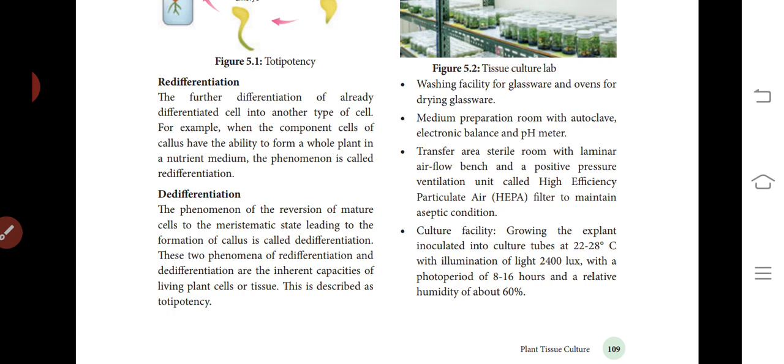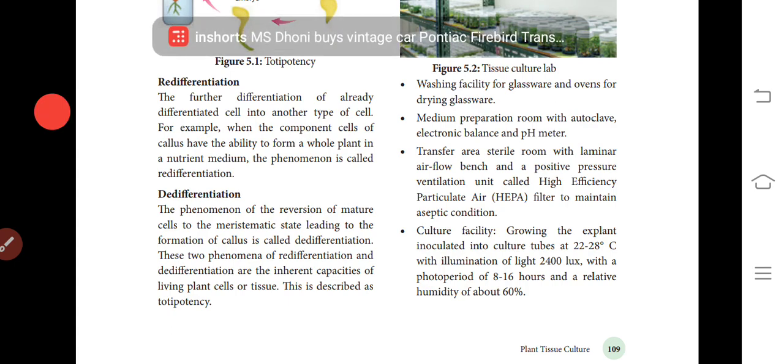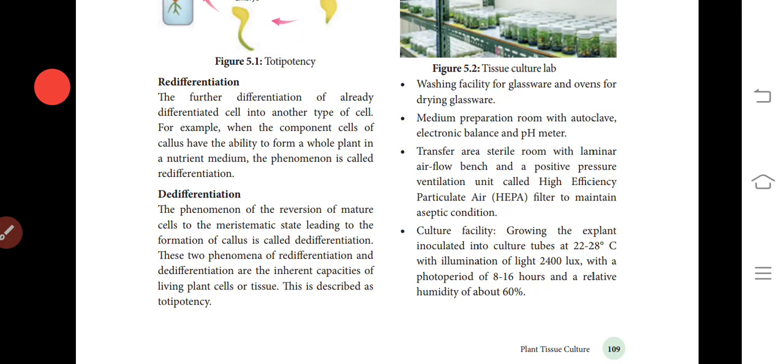Next, the culture facility. The culture facility is a very important one. When all the processes are over, you transfer the explant to the medium. The temperature is 22 to 28 degrees Celsius. Illumination: the light is 2400 lux. Each organism has a different photoperiod, 8 to 16 hours. Relative humidity and all these things you have to prepare as explained.